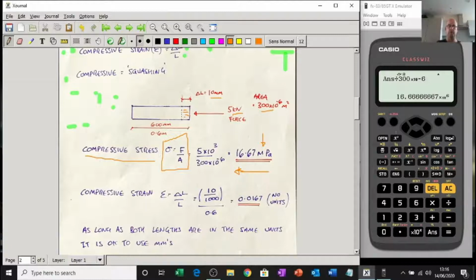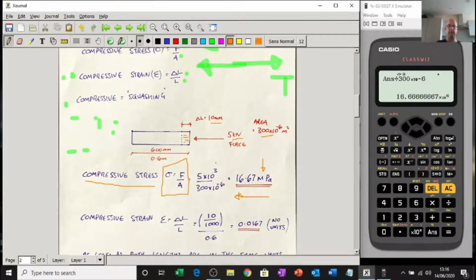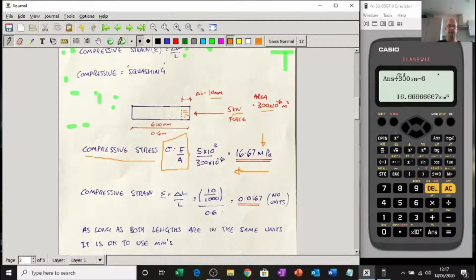The compressive strain is still the same, change in length over original length. It's been squashed by 10 millimeters, and it's 0.6 or 600 millimeters long. I'll keep it in meters again, look. So 10 divided by 1,000, that gets that into meters. Divided by the original length, which is 0.6, divide that by 0.6, 0.0167. No units, because it's a length over length.